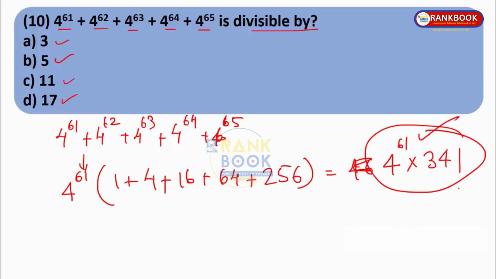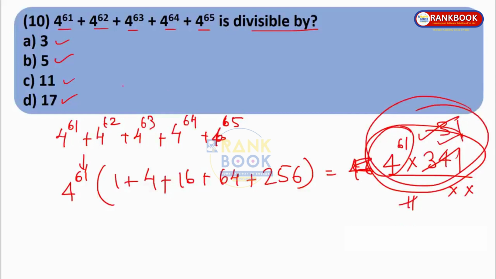This is not divisible by 3. This is not divisible by 5. Now let us see whether it is divisible by 11. No need to divide 4 raised to 61. 11 3s are 33, 11, yes, this gets divided by 11. So 11 is the answer. So this expression is divisible by 11. Moving to next question.